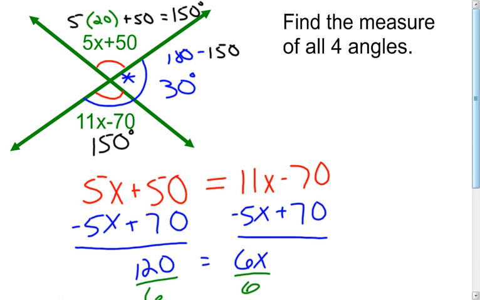And then, the 2 starred angles are also vertical angles. I know they have to be congruent, therefore this one's going to be a 30-degree angle as well. So I found the measure of all 4 angles by setting up my equation, solving it, and then plugging the value back in where I needed to.